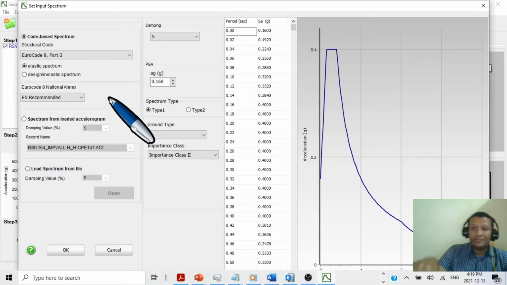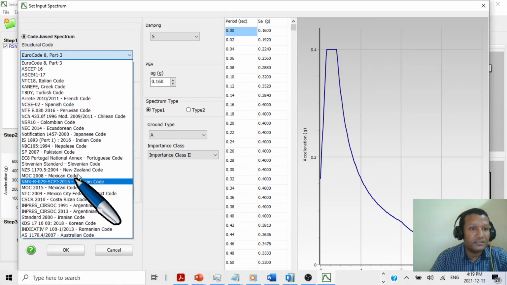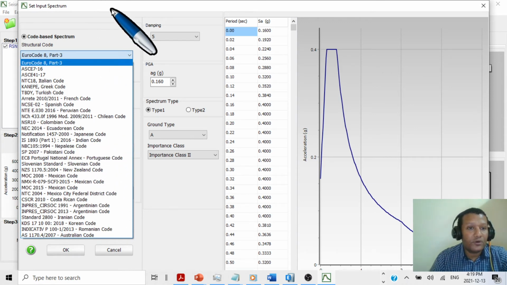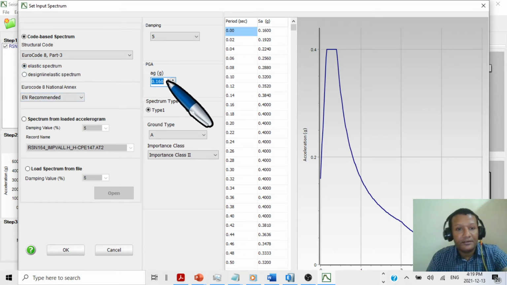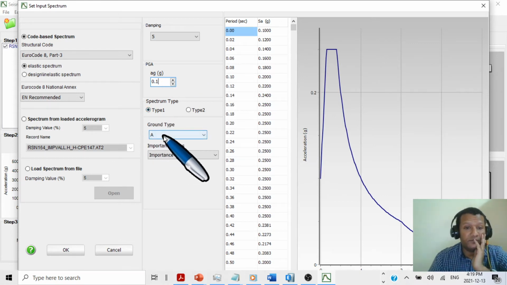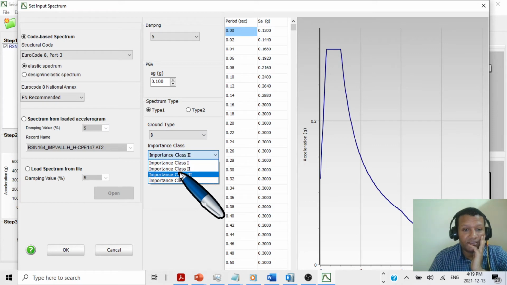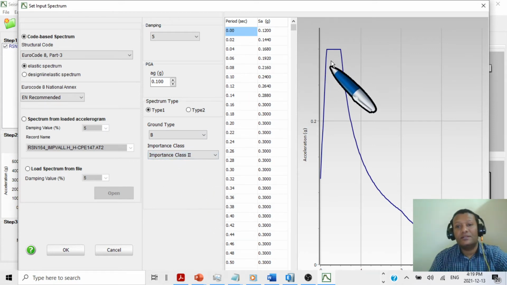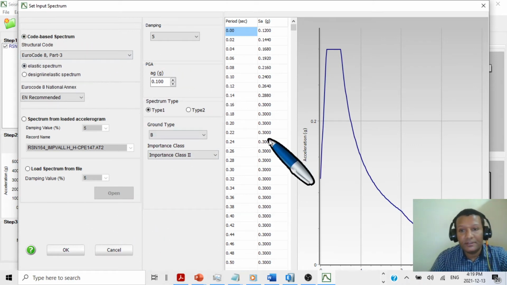So our target spectrum can be from code. There are different codes here. For us we use Eurocode 8, then elastic spectrum, and for our case it is 0.1, type 1, I think ground type B, and importance factor is 1 or 2 for us. So just check your response spectrum as per the code.